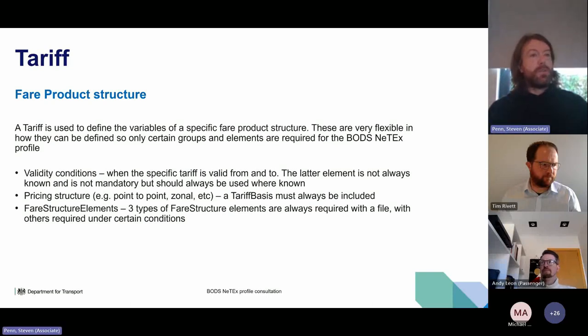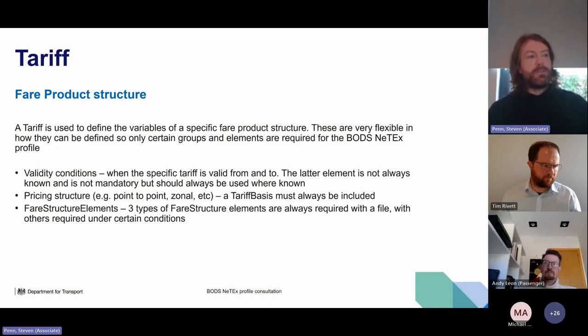Obviously, the end date is not always known, and it's not mandatory, but you should always include it where you do know the end date. We're talking about pricing structure. There are various ways that that can be described, type of tariff ref and the tariff basis. We're saying those must always be included because often those weren't included in the data that's been published on BODS. So that's things like, is it a zone fare? Is it a point-to-point fare? Is it a zone-to-zone fare? These kind of things. And then there's elements called fare structure elements, which I'll get to in a minute.